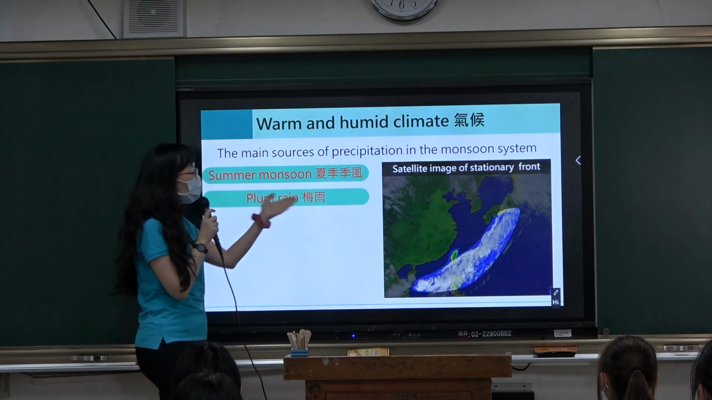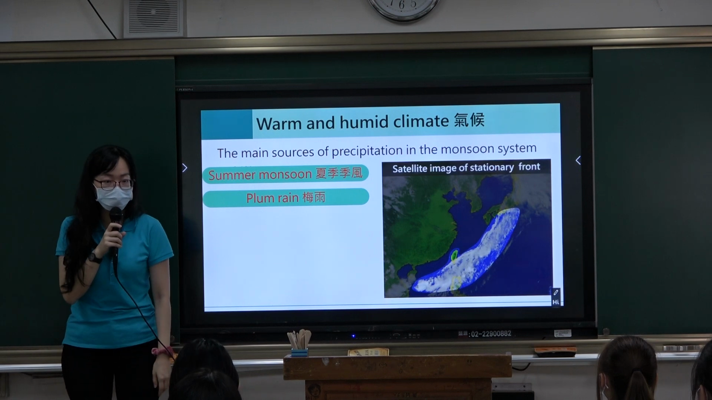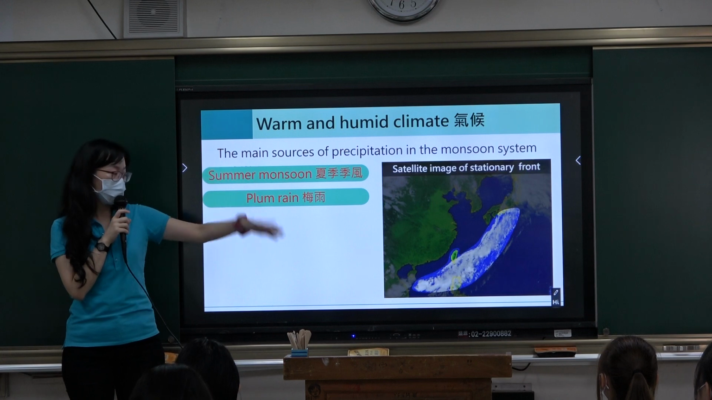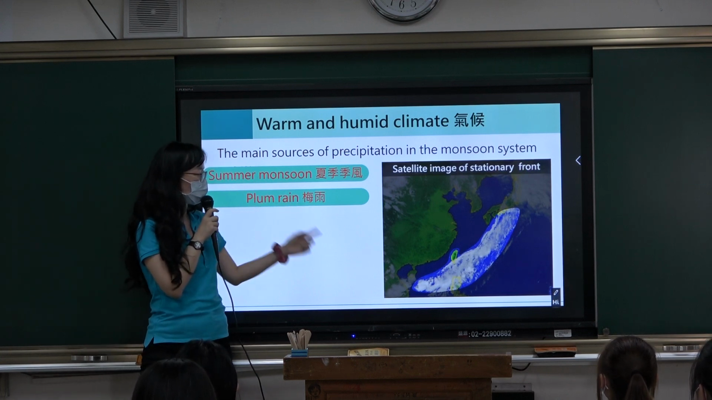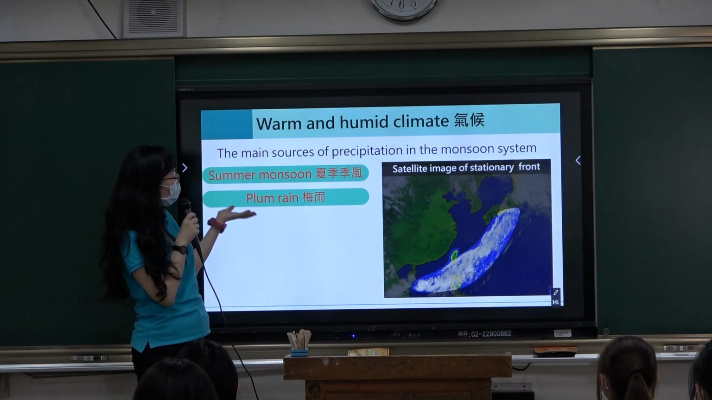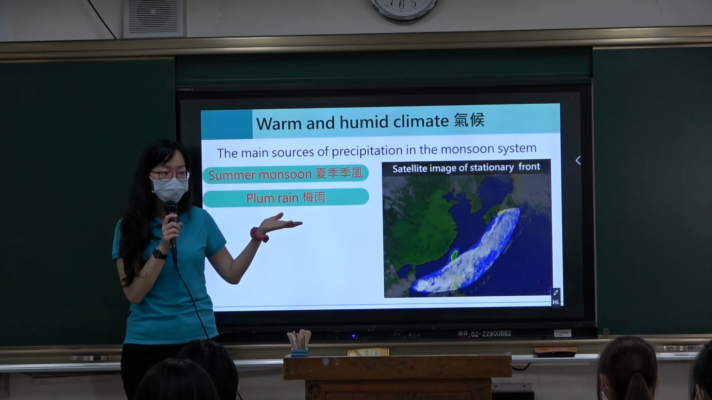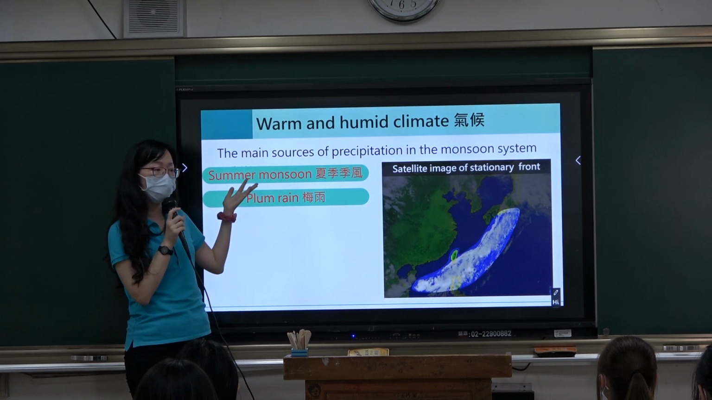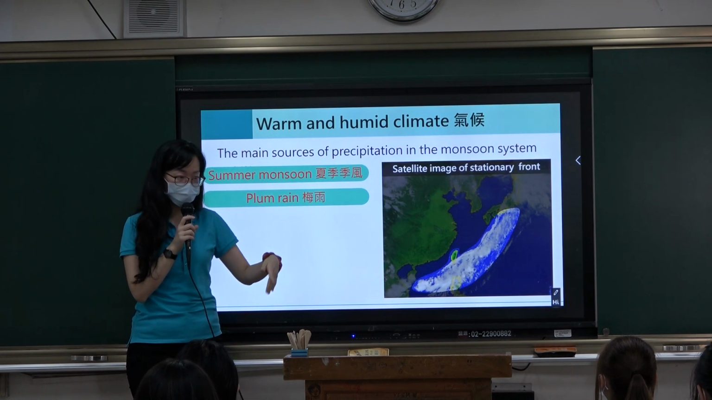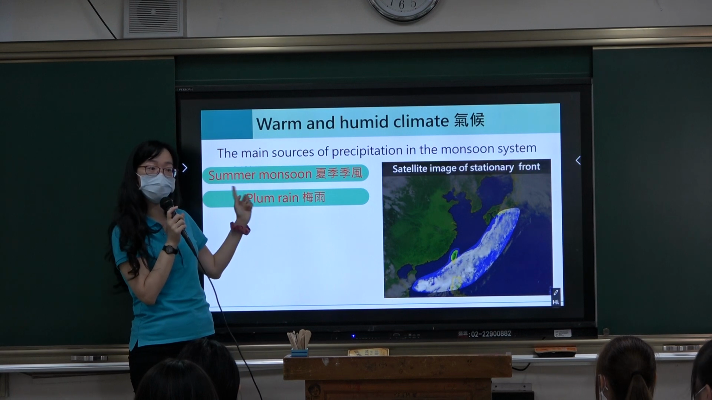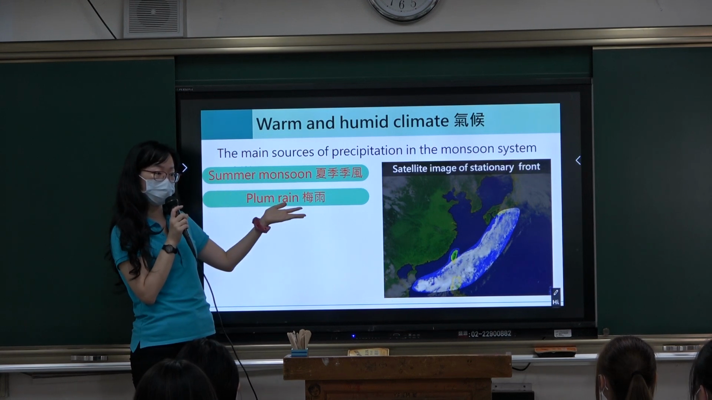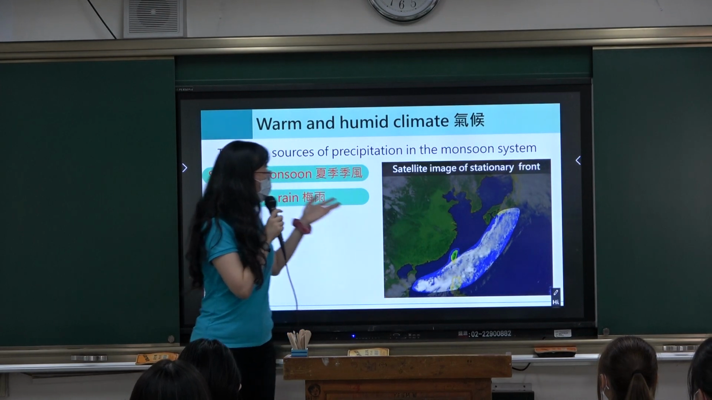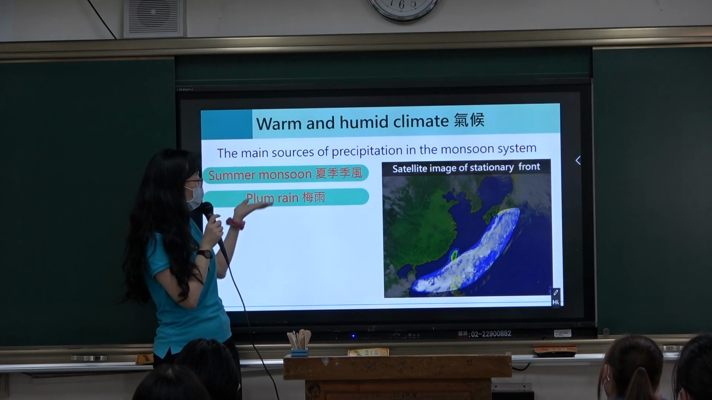And then the plum rain usually happens in which season? Which month? April and May. Yeah, April and May. So it's plum rain. And why is it called plum? Because at that time, April and May is when the plum becomes mature, so it's called plum rain. May is the mature season, so it's called plum rain. Do you remember that? So the stationary front forms the plum rain.